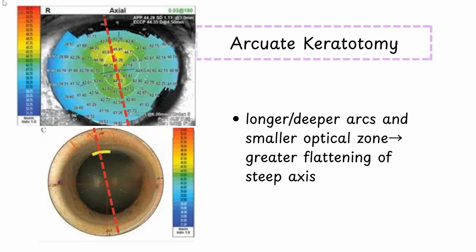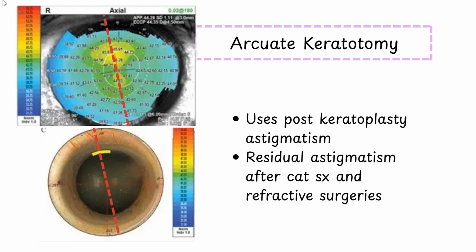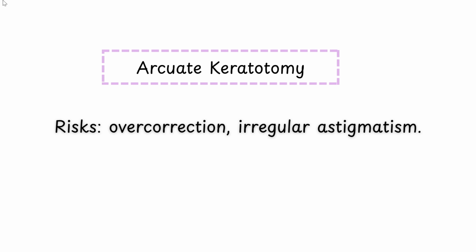By this method, arcuate keratotomy helps reduce astigmatism, and it is commonly used in post-keratoplasty astigmatism, residual astigmatism after cataract surgery, or residual astigmatism after refractive surgery, especially when toric IOLs are unsuitable. Complications include, obviously, overcorrection, and if incisions are too aggressive, induction of irregular astigmatism as well.